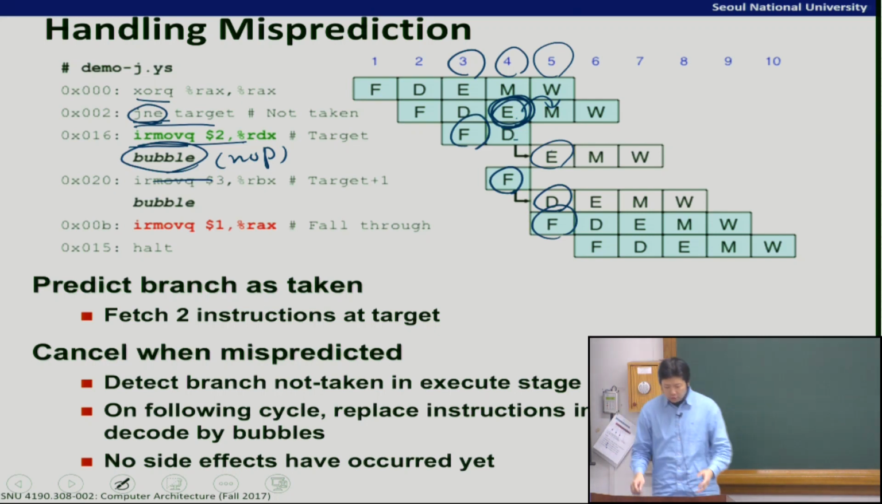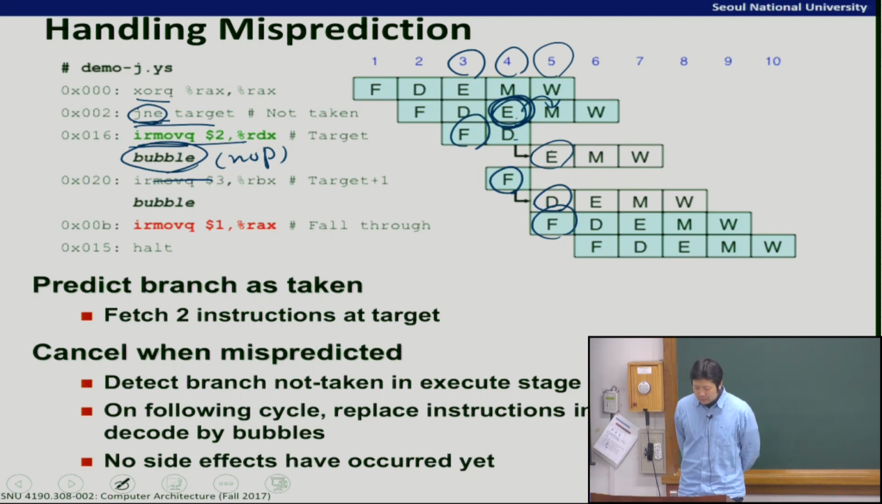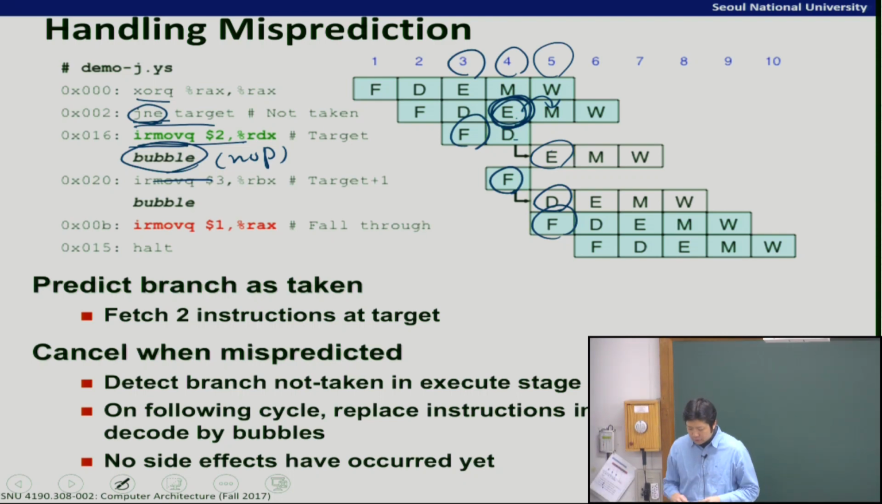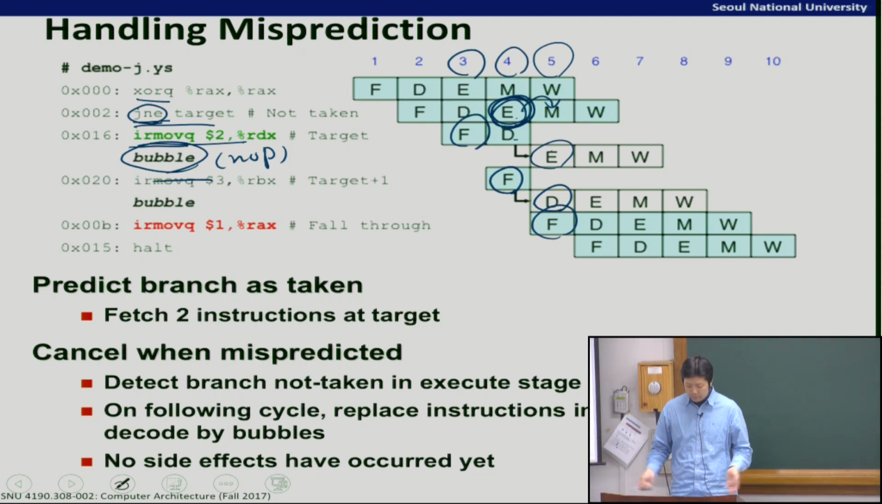Okay. So in general, in our pipeline design, we predict branch as taken. So we fetch two instructions at the target, and we cancel them if it's mispredicted. We can detect whether the branch is taken or not in the execute stage. On the following cycle, we replace those instructions in the execute and decode stages by bubbles if it's mispredicted. I mean, if the prediction was wrong. And fortunately, no side effects have occurred yet, so it's okay to just flush these two instructions, and we are still correct. There's no problem in the program's correctness. So that's basically how we handle branch misprediction.